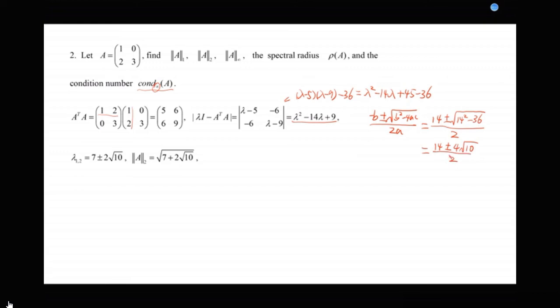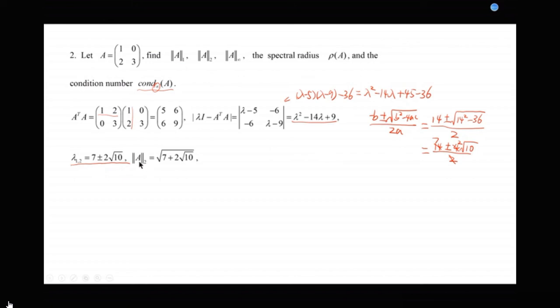Okay, so 7, right? Then you will obtain lambda 1 and lambda 2 as 7 plus 2 multiply square root of 10, or 7 minus 2 multiply square root of 10. So you should choose the maximum one, right? And don't forget the square root.